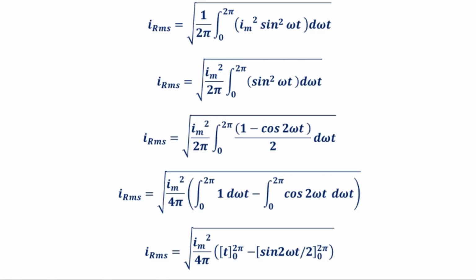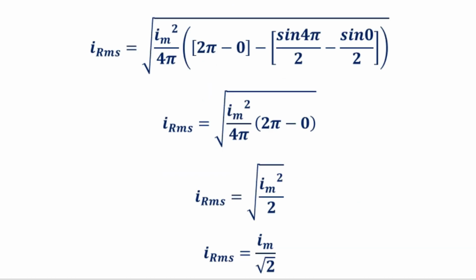Now separating the first term and second term, integral 0 to 2 pi 1 into d omega t minus integral 0 to 2 pi cos 2 omega t d omega t. Now integration of 1 is t and the integration of cos 2 omega t is sin 2 omega t by 2. I RMS equals I am square by 4 pi, upper limit is 2 pi minus 0 minus sin 4 pi by 2 minus sin 0 by 2. Here I RMS equals under root of I am square by 4 pi into 2 pi minus 0. The pi will be cancelled. I RMS equals I am by root 2. It is the RMS value of a sinusoidal alternating current waveform.